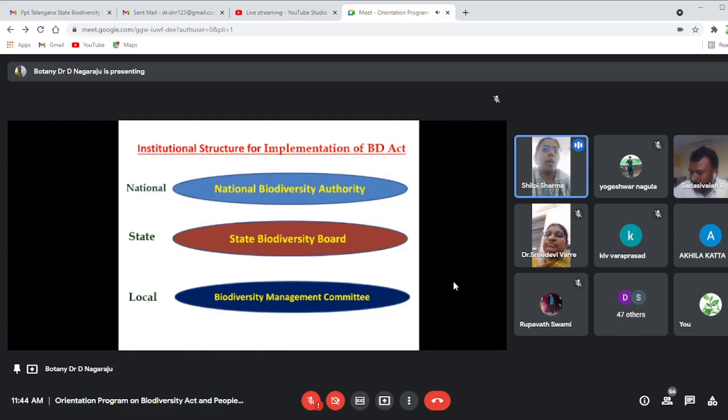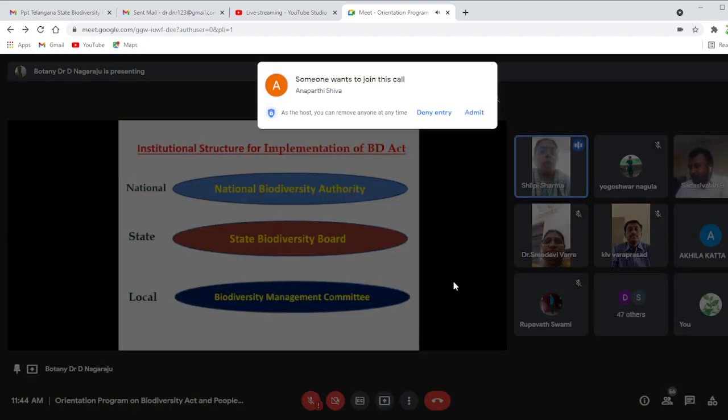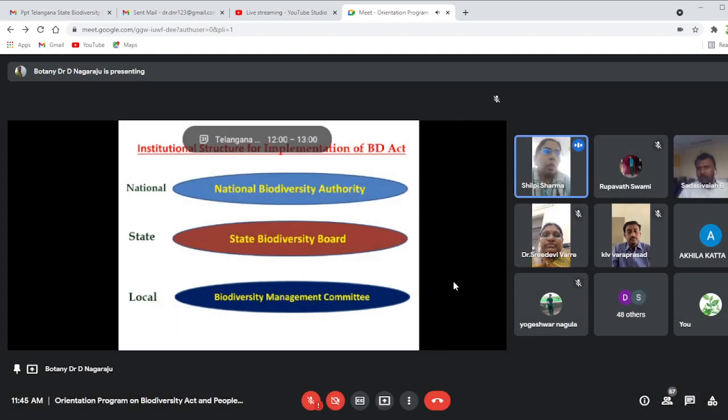At the national level, we have the National Biodiversity Authority, which takes care of all the state activities. At the state level, we have the State Biodiversity Board, which is responsible for conservation, sustainable utilization, and access benefit sharing in the state. Then at the local level, we have the Biodiversity Management Committees, the BMCs, at the Zilla level, the Mandal level, the municipality level, and the GP level. At all these levels we have biodiversity management committees.